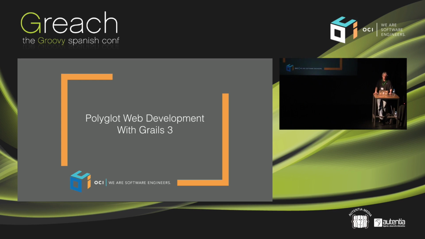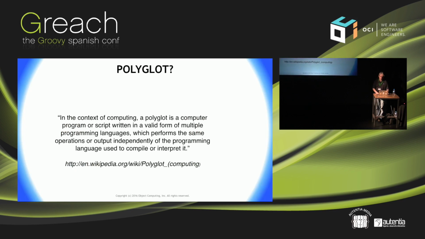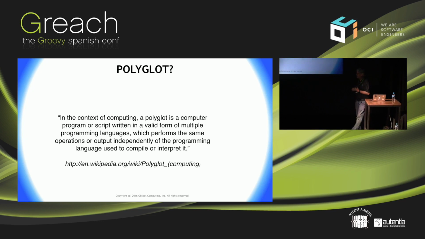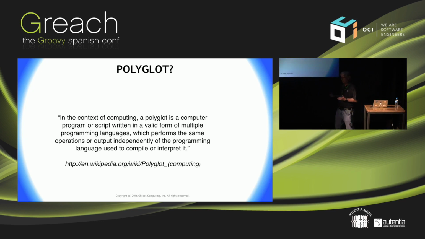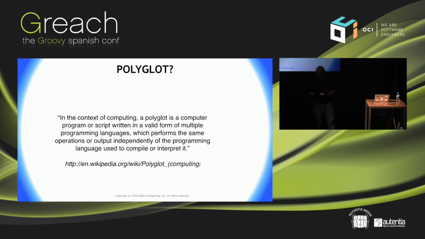So I want to get right into the technical content. I'm going to talk about polyglot web development with Grails 3. We'll start that discussion with a little bit of talk about definitions and what polyglot is. Polyglot means many languages. We're talking about programming languages in this context. Polyglot programming is writing software in many languages or multiple languages.